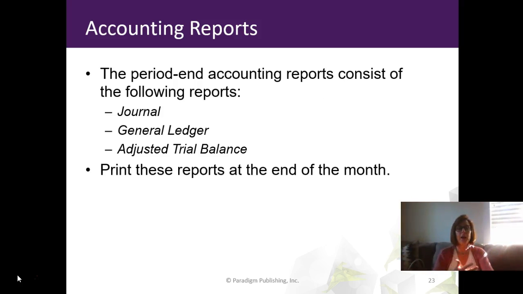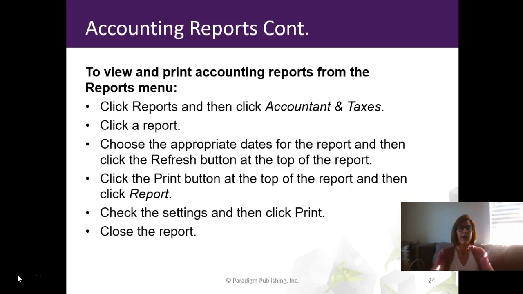Now, we had just gone through how to get to the adjusted trial balance, but you'll also want to be printing your journal and general ledger reports as well. And we do that through the accountant and taxes menu that we were just in. We were over in the live version, and you just select the report. You enter the date range that you want for the report. You've got to hit refresh once you modify that date range. Otherwise, it's not going to update your data until you hit refresh.